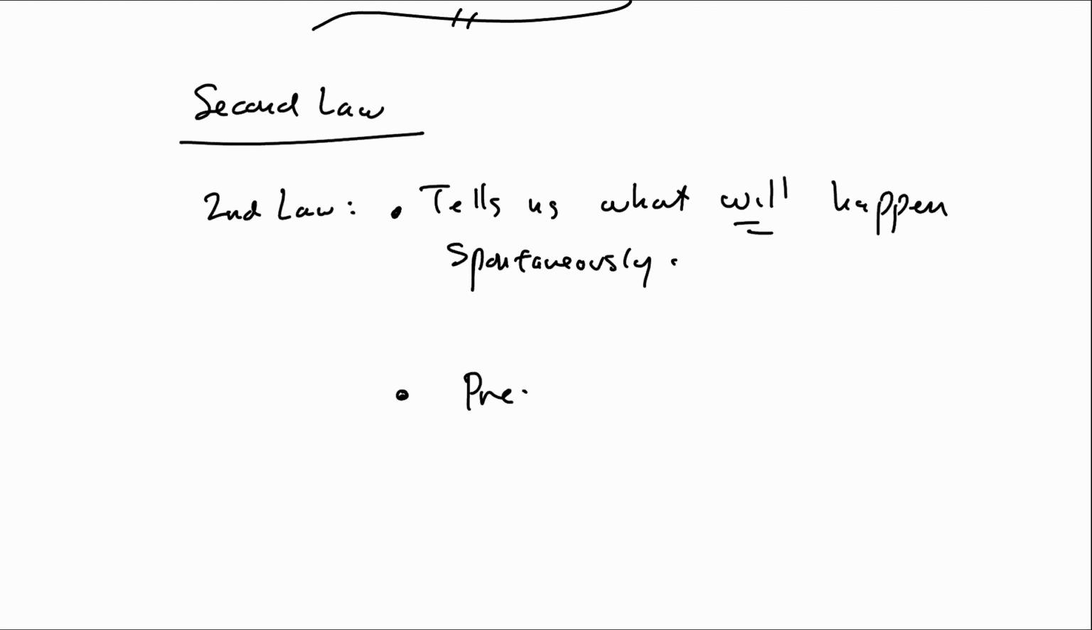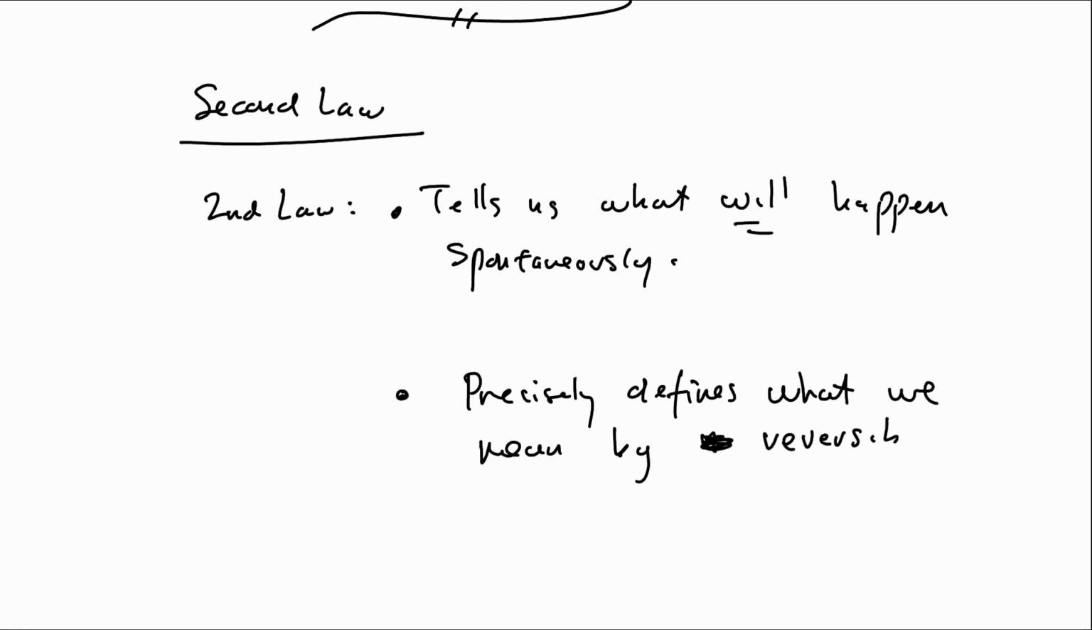It precisely defines what we mean by reversible. We've been talking about reversible things. You have to balance the forces and this and that. So we have this idea that everything is sort of balanced, right, and it happens really slowly. The second law will give us the definition that I would be fishing for, most likely, if I do fish for definitions, of what it means to be reversible.